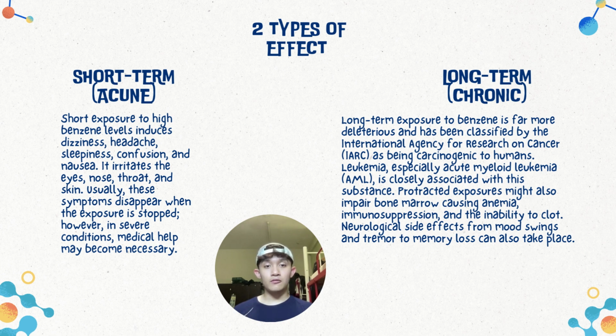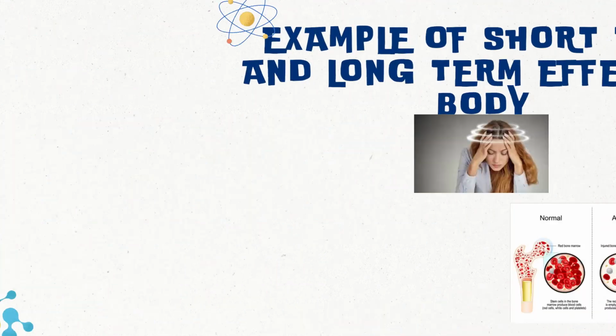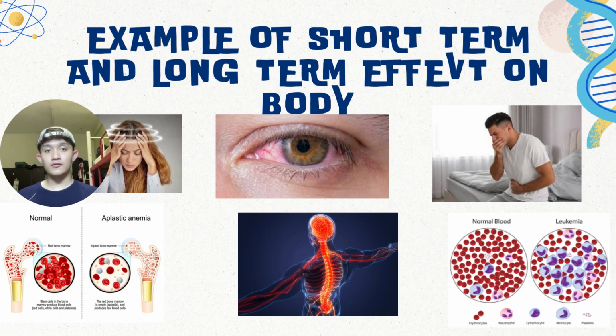Protracted exposure might also impair bone marrow, causing anemia, immunosuppression, and the inability to clot. Neurological side effects from mood swings and tremor to memory loss can also take place. Here are some examples of short-term and long-term effects on the body.